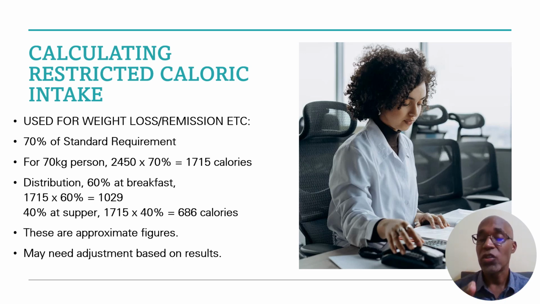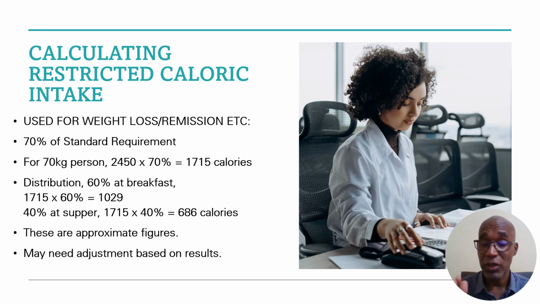You may need to adjust them based on the results. Some persons' metabolic rate is high and some are low. So you'd have to make adjustments accordingly. So you may find a person may be doing 70% restriction, but they're not seeing the results that they want. They may need to go down to 60% or even 50%, and that may bring about the results that they're looking for.